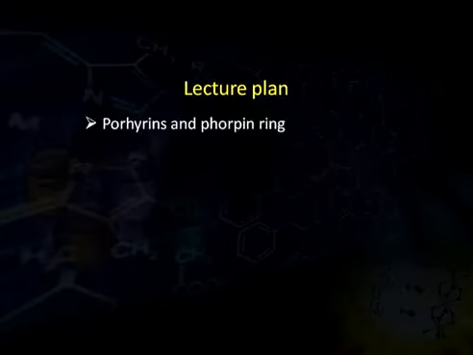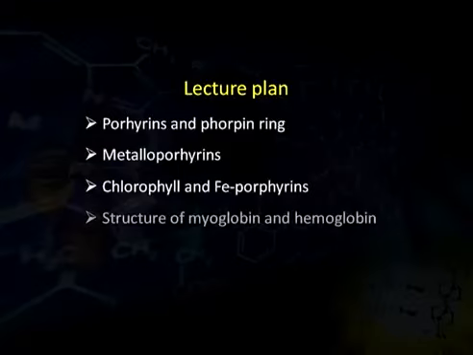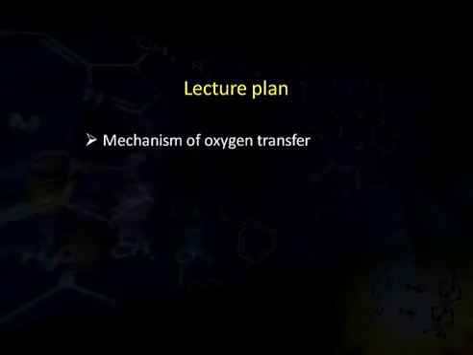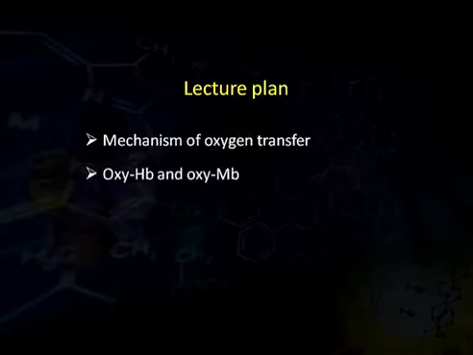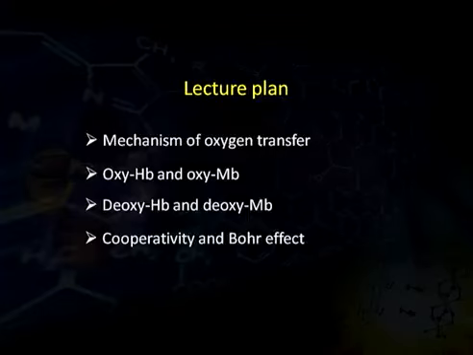So, let us see the lecture plan. First of all, I will be taking the porphyrins and the porphine ring. Then I will be discussing the metalloporphyrins, chlorophyll and iron porphyrins. Chlorophyll is the magnesium containing porphyrin and iron porphyrins are hemoglobin and myoglobin. So, we will be discussing their structure and their roles. We will also discuss the mechanism of oxygen transfer, oxyhemoglobin, oxymyoglobin, further deoxyhemoglobin and deoxymyoglobin, and in the end we will discuss the cooperativity and Bohr effect.